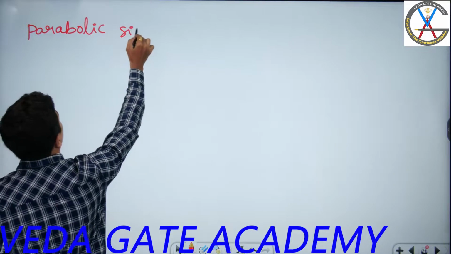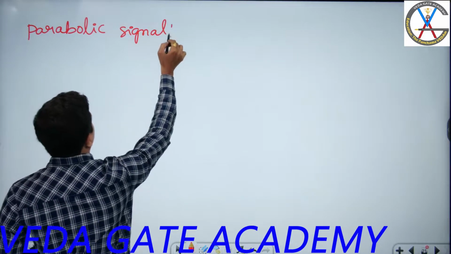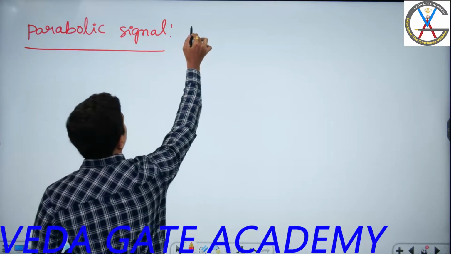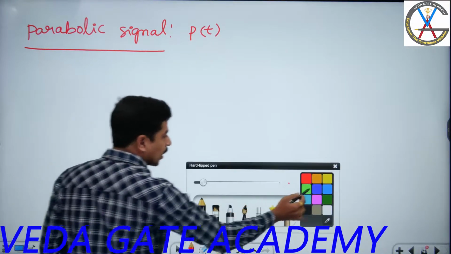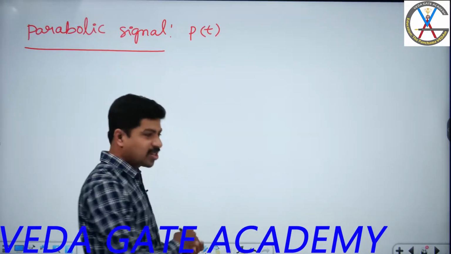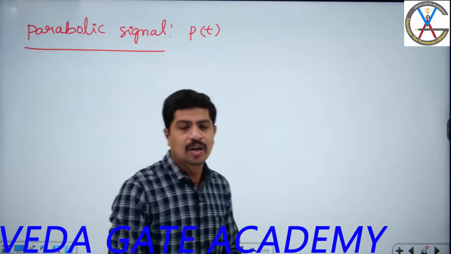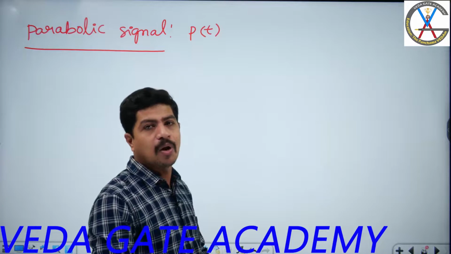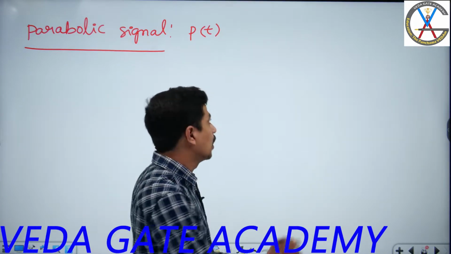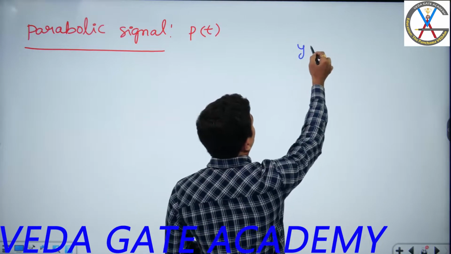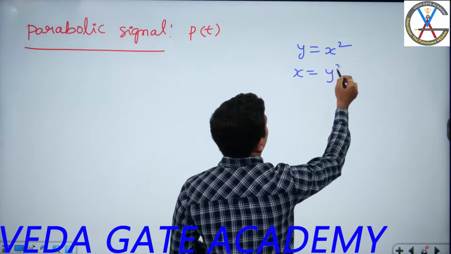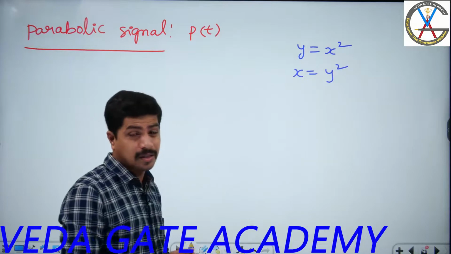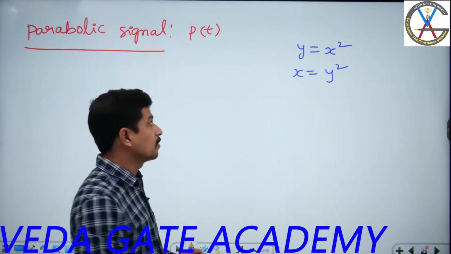The parabolic signal, we will represent as p of t. Before I go to the parabolic signal representation in control systems, if you remember parabolas from intermediate, we have parabolas like y is equal to x square and x is equal to y square. y is equal to x square is a parabola.